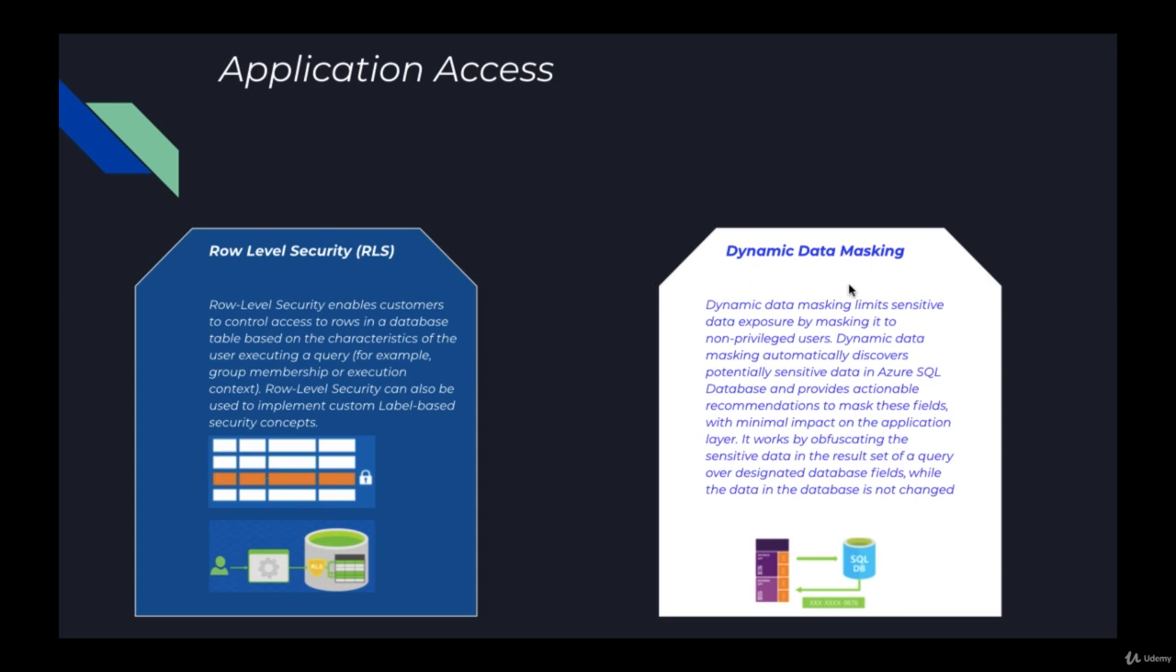The second option we have is dynamic data masking. Dynamic data masking limits sensitive data exposure by masking it for non-privileged users. Remember, a couple of times when you shop on Amazon or do an online recharge, a couple of digits of your credit card number are masked and only the last four digits are visible to you. That is because that information is hidden or obfuscated. We call that information masked.